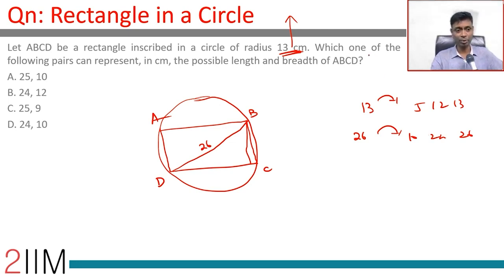Which one of the following pairs can represent in centimeters the possible length and breadth of ABCD? Could easily be 10 and 24. There are million other possibilities, but 10 and 24 definitely works. If that's sitting in the choices, I'm marking that, and as luck would have it, that is there. The moment you see a 13 or a 26 or a 3, 4, 5 triplet or 8, 15, 17 sitting somewhere there, then your eyes need to go up. You need to be thrilled by seeing that and chase the Pythagorean triplet.